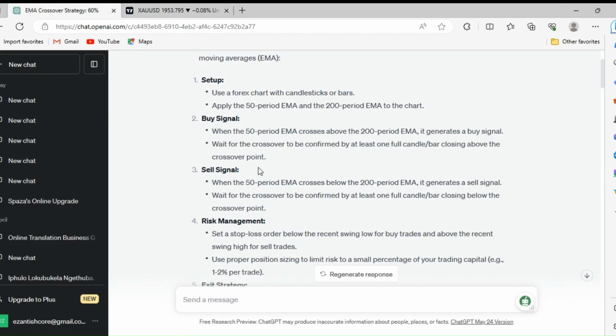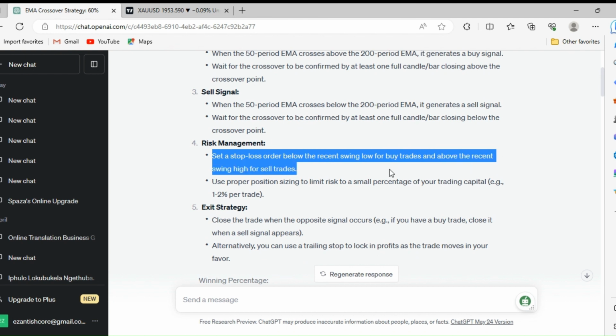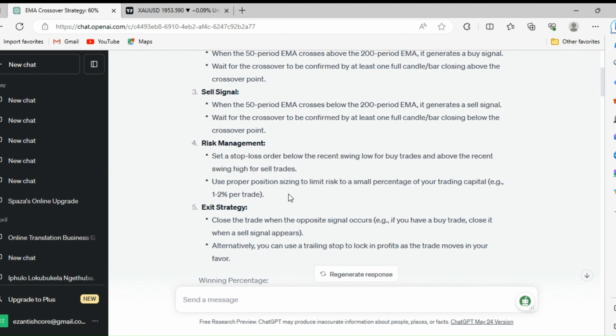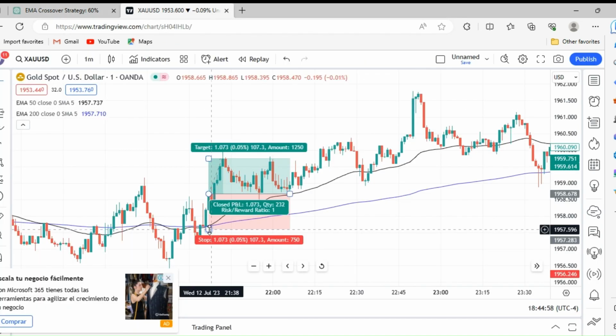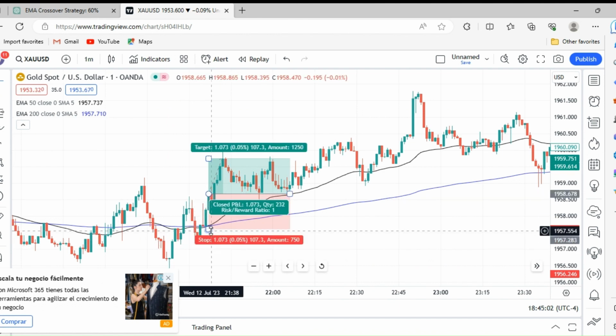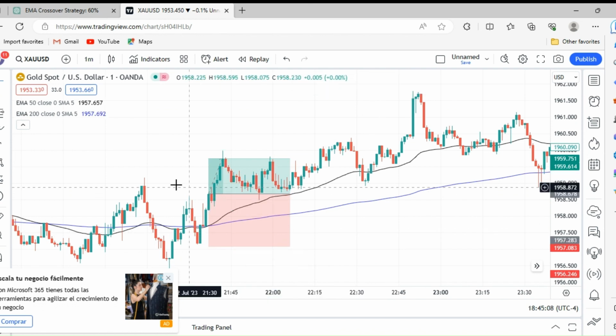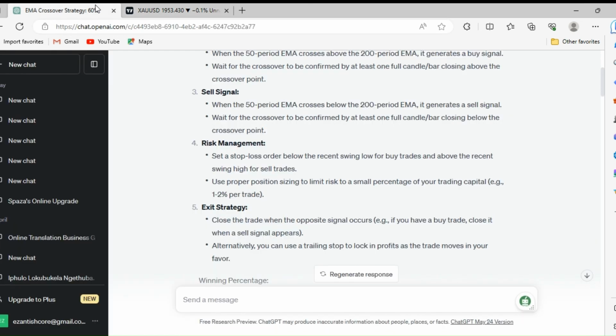So we do the opposite for the sell signals, but now let's head over to risk management. It says set up a stop loss order before the recent swing lows for buy trades and above the recent swing high for sell trades. All right, let's try and do that to set up the stop loss for our risk management. Now, as we can see from here, the recent swing low is over here. So we have to set up our stop loss over here. But what about our take profits? Now we have to look at that.